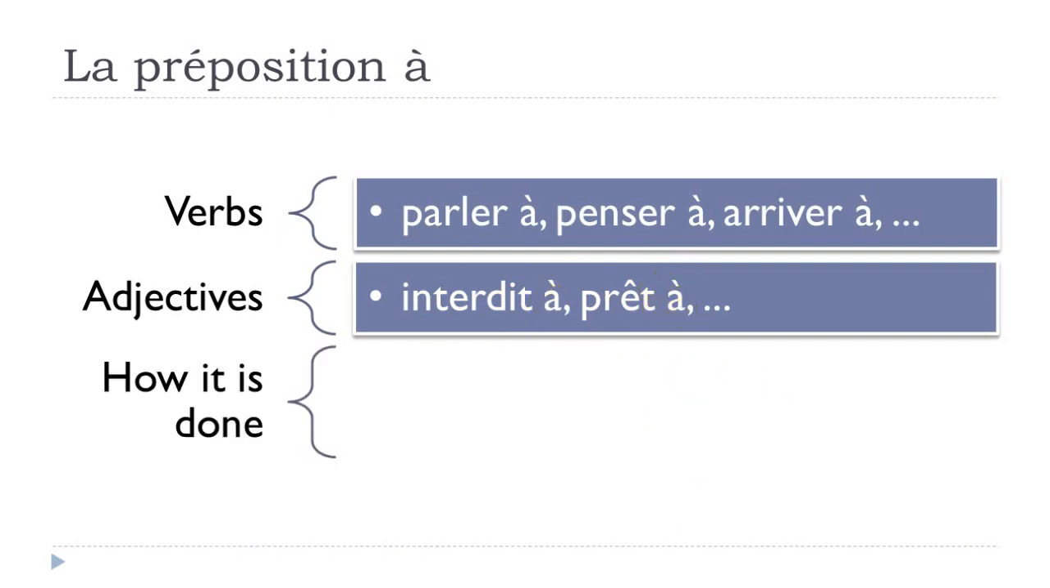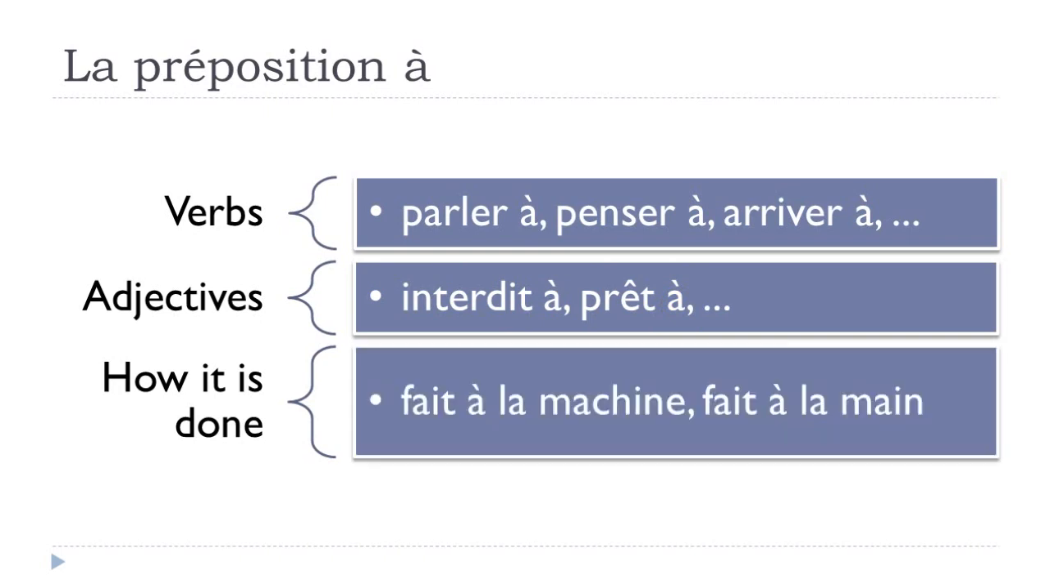Okay, so it's possible to use this preposition à when you want to express or tell how something is done. For instance, when you want to say that it's been machine done, or handmade, you use this fait. So faire is to do, but in that case it would be done: fait à la machine, fait à la main.